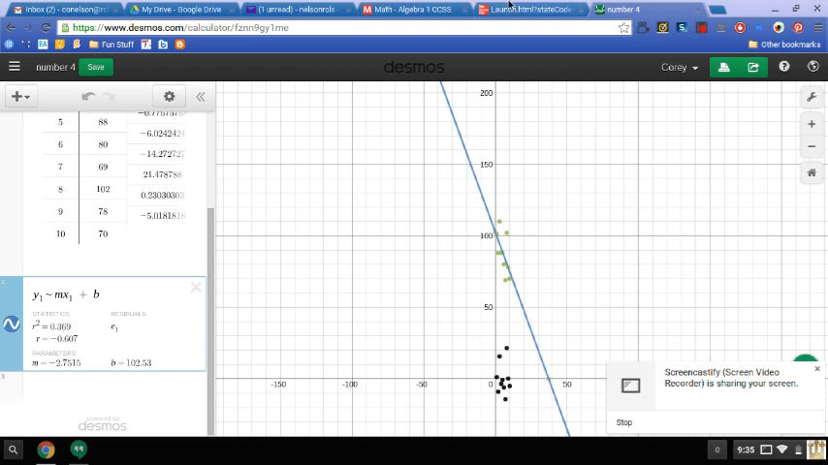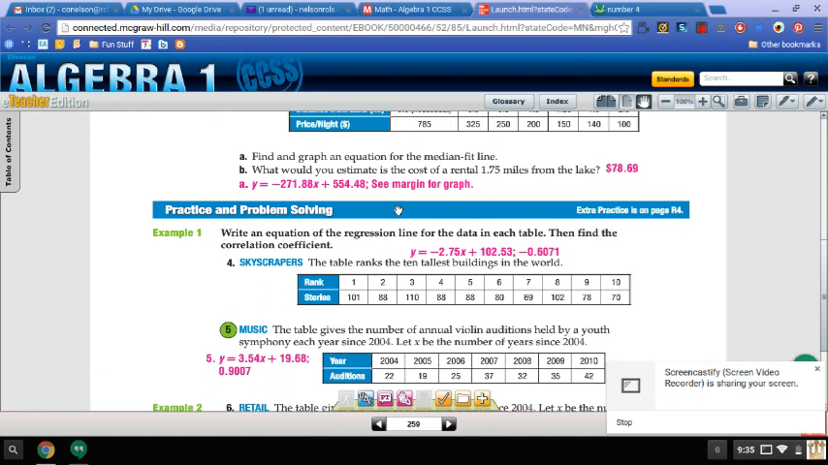So if you look at my answer sheet here, you notice that's exactly what we have. Y equals negative 2.75x plus 102.53. Here's the correlation coefficient, negative 0.6071. That's it.